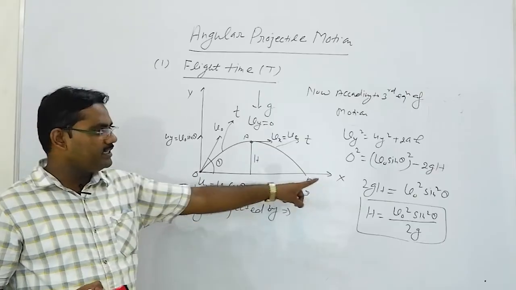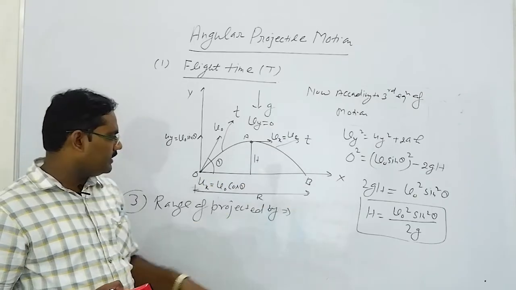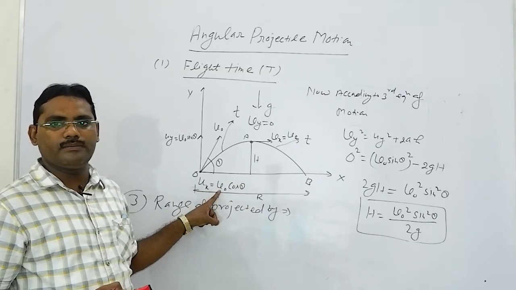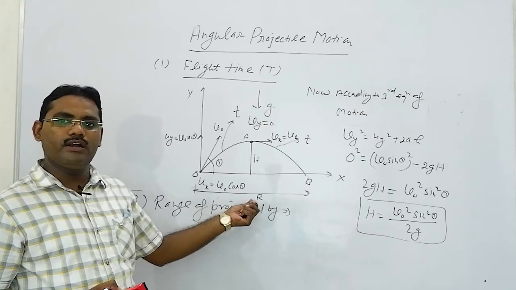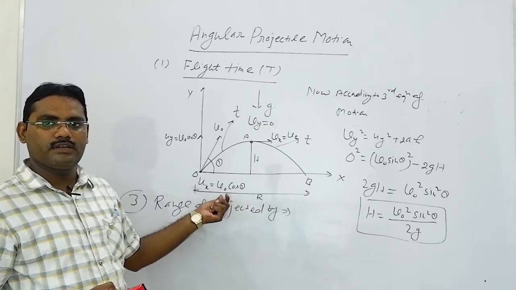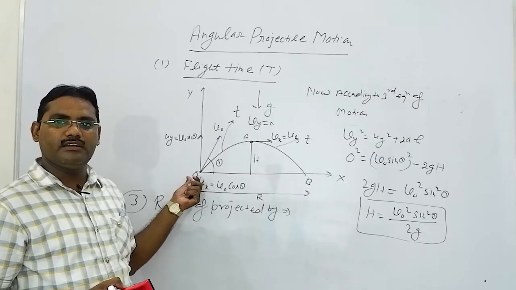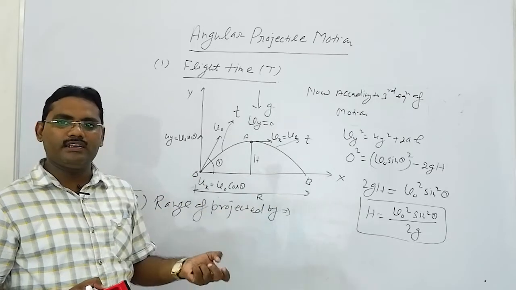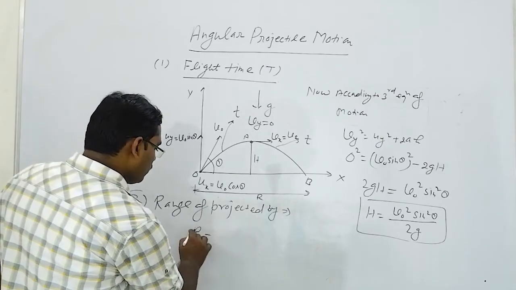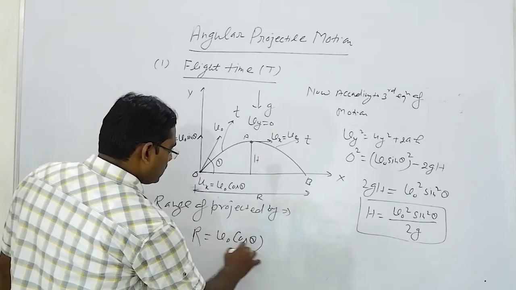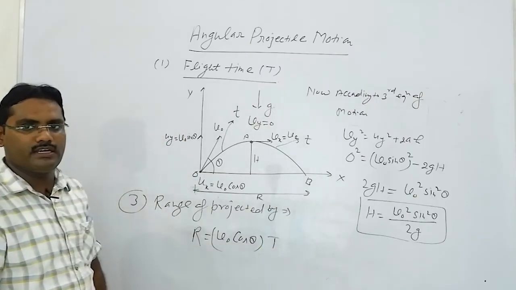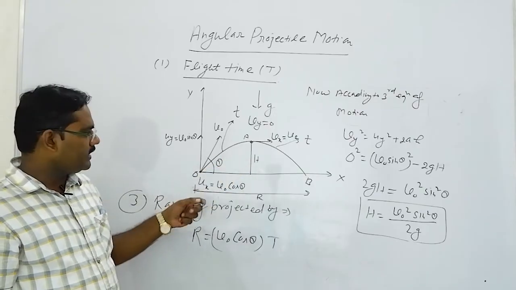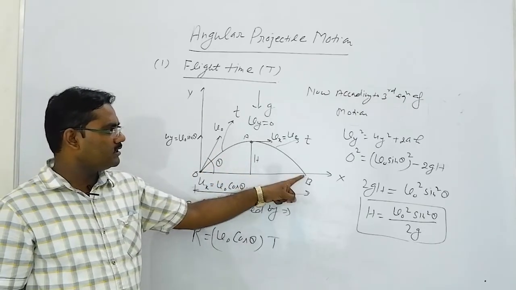This range is traveled along the x-axis, and the velocity component along the x-axis is v naught cos theta. That means the range is traveled with v naught cos theta, and the total time taken to reach from O to B is the flight time. So range is equal to v naught cos theta multiplied by the flight time. From this figure, this one is the path.